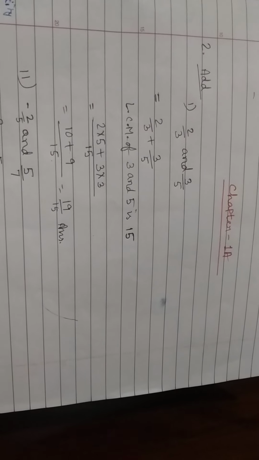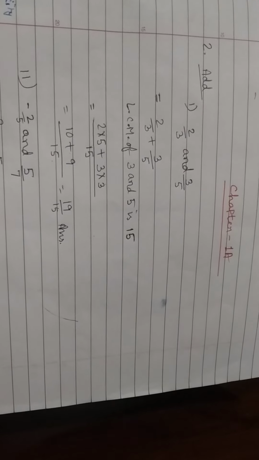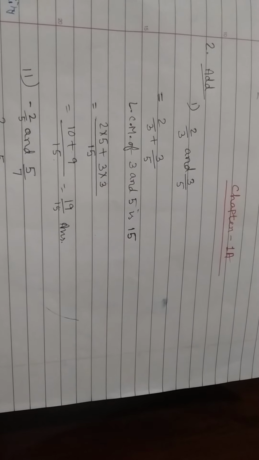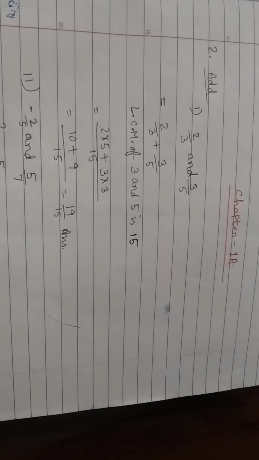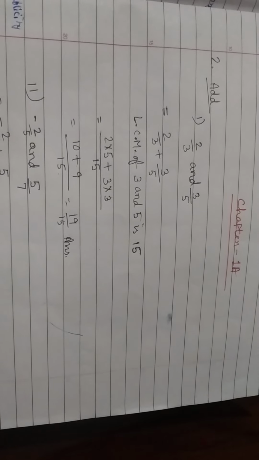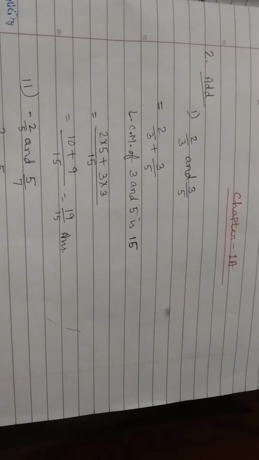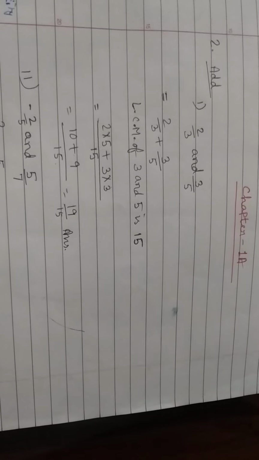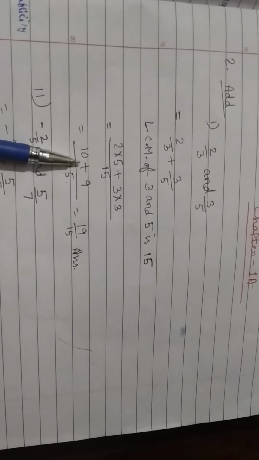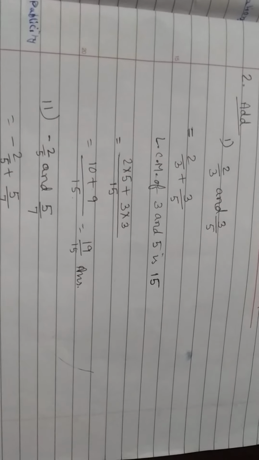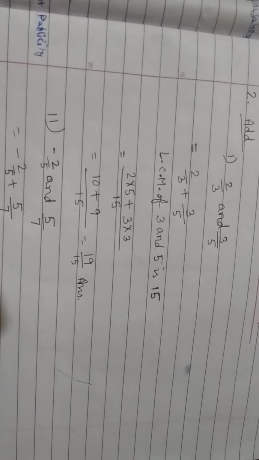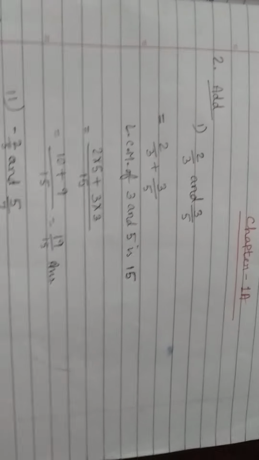Hello students, look here, I am showing you addition of rational numbers, where denominators are different. We have to add 2 by 3 and 3 by 5. 2 by 3 is a rational number and 3 by 5 is also a rational number, but both are positive and the denominators are different.